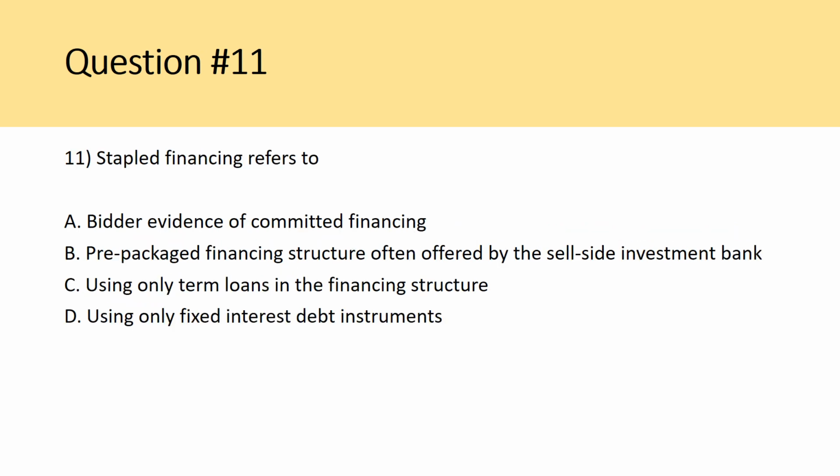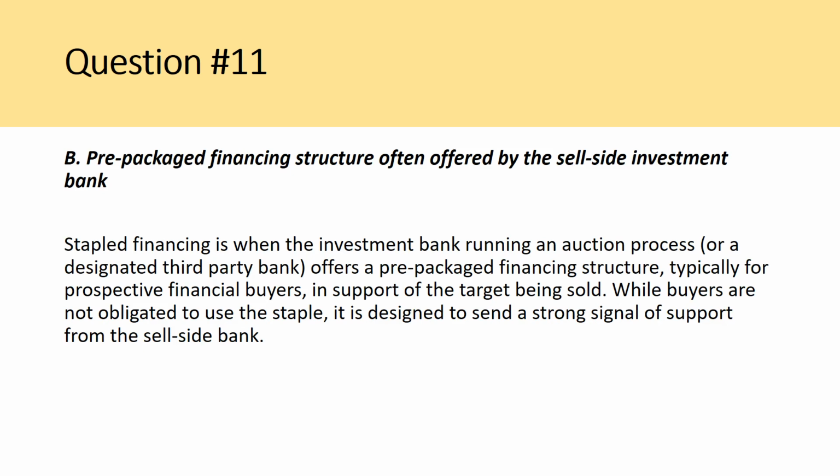Question 11. Stapled financing refers to what? A, a bidder's evidence of committed financing. B, a prepackaged financing structure often offered by the sell-side investment bank. C, using only term loans in the financing structure. Or D, using only fixed interest debt instruments. Now this, if you watched the Chapter 6 video, is a relatively easy definition. Stapled financing is B, a prepackaged financing structure often offered by the sell-side investment bank.